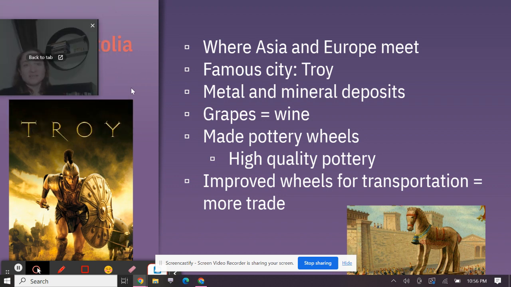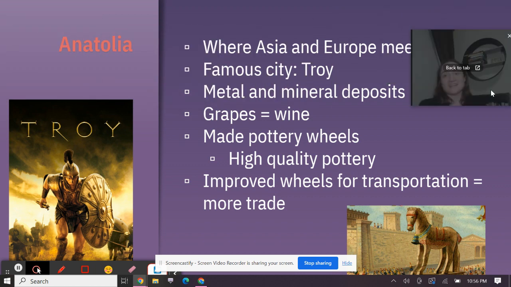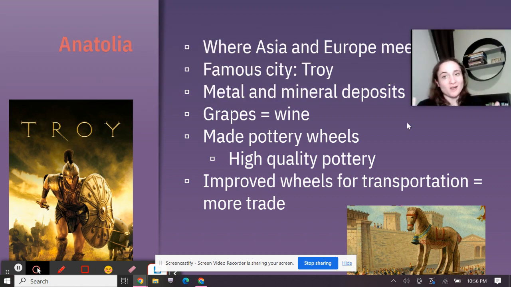It was a really famous city. It was Troy, which there's a movie after, which is actually one of the movies we could watch for history through film, but I don't pick it this year. And then it also had a lot of metal and mineral deposits. It was also very famous because it had grapes, and what does grapes give you? It gives you wine, which was a very popular trade item, but also made pottery wheels to make high quality pottery to put their high quality wine in. And also, they improved wheels for transportation, and that meant the farther you could go with your wagon, the more things you could trade, the more money for Anatolia.